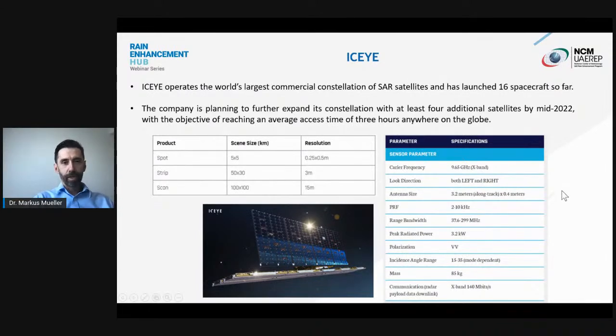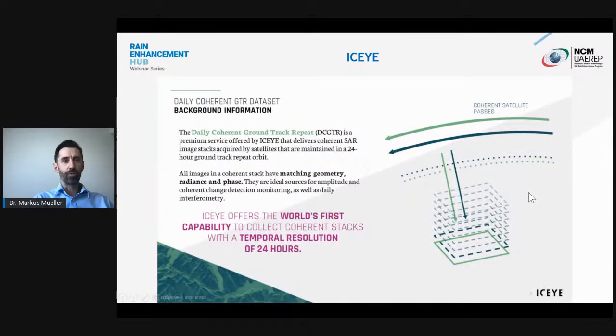which is pretty amazing. So they offer different products, spot, strip, and scan, which relate to different sizes of images and resolutions of these images. I will later on show an experiment with a strip image. And on the right, you see some more specifications. Dr. Prashant introduced different bands. So we are operating here in X band, with one polarization only. But the really golden product of ISI is what they call DCGTR.